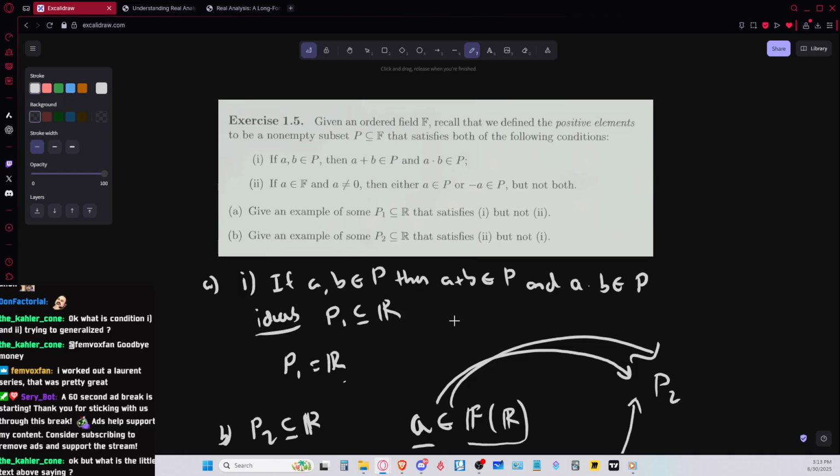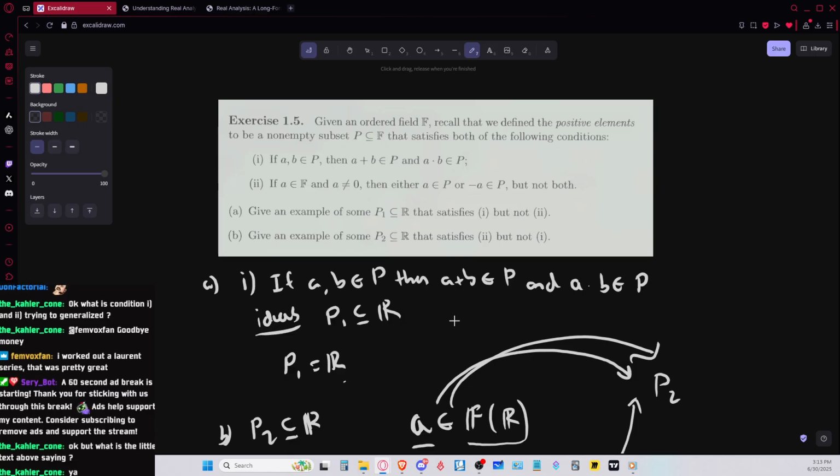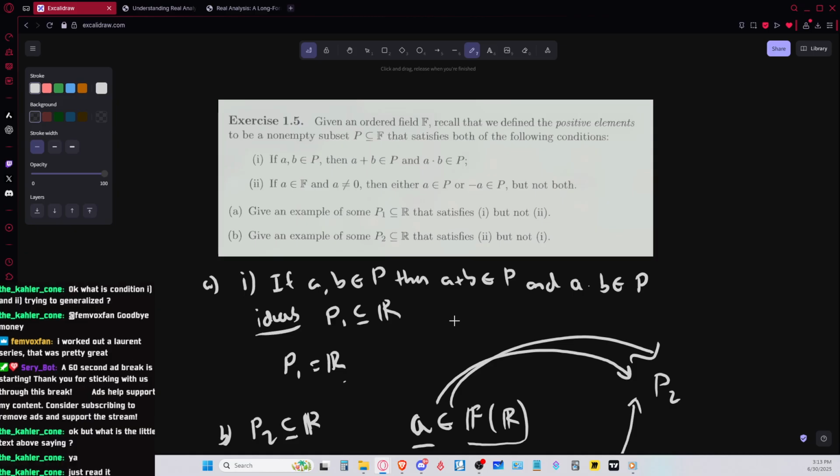Okay, what is the little text at the top saying? Are you talking about the beginning of the question, like F is an ordered field? Let's see. Given an ordered field F, recall that we defined the positive elements to be a non-empty subset P of F, which could be a set of the real numbers, that satisfies both of the following conditions. Okay, so it has to have both in order to be an ordered field.